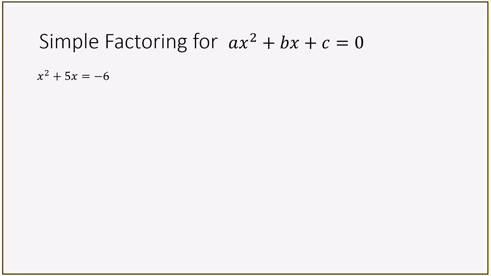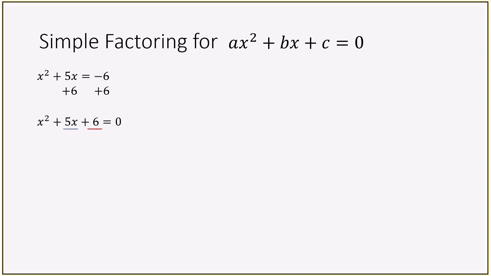In order to do simple factoring, we have to have 0 on one side of the equation. So if I'm going to try to factor this equation, x squared plus 5x is equal to negative 6, then I add 6 to both sides, and I get 0 on the other side. So eventually when I get done with the factoring, I can use the zero product property and solve.